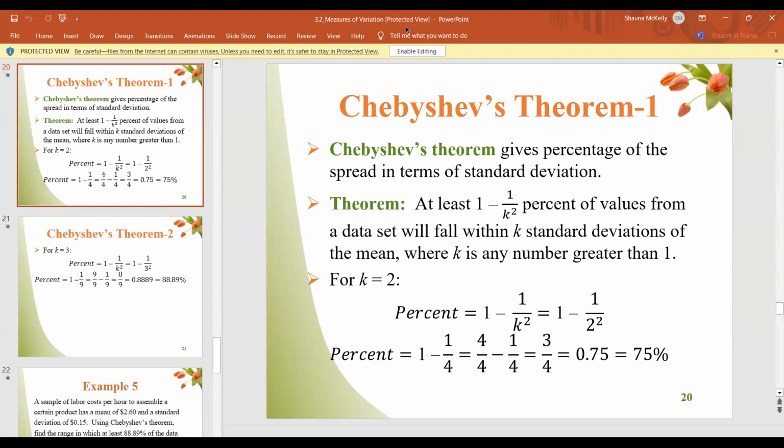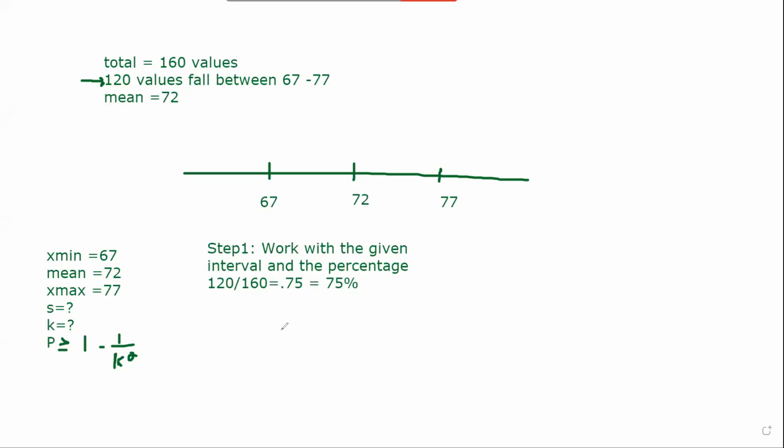So here we know that, because that percentage is 75, this leads us to the fact that K is 2. Now that is just for this interval, from 67 to 77.